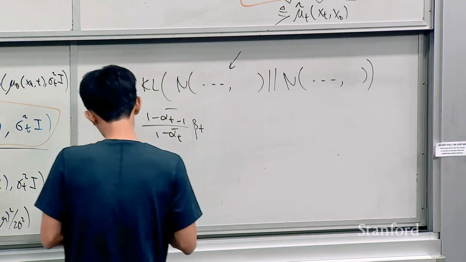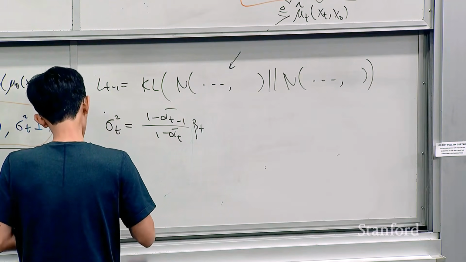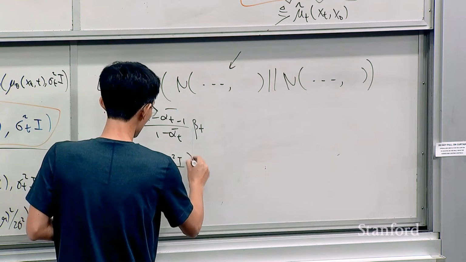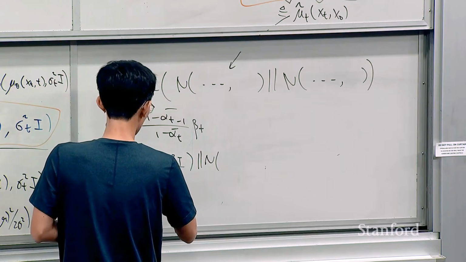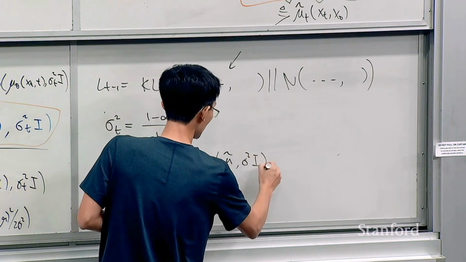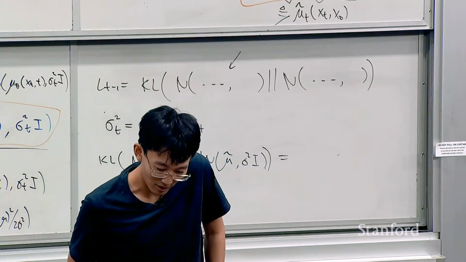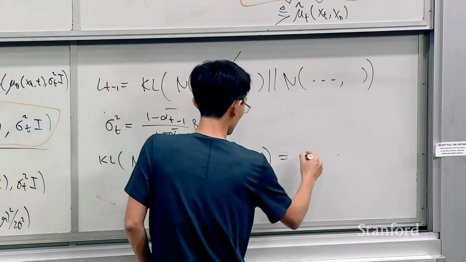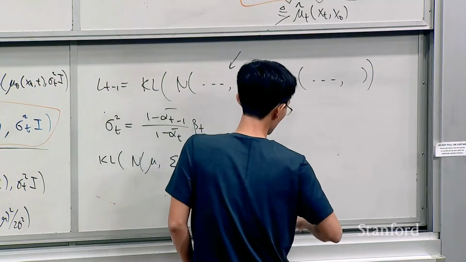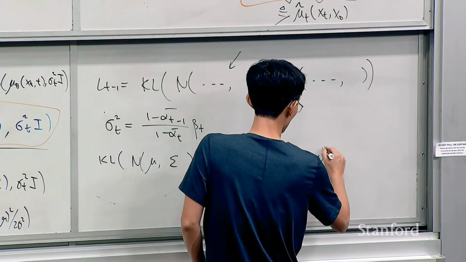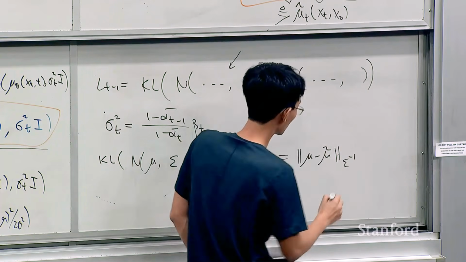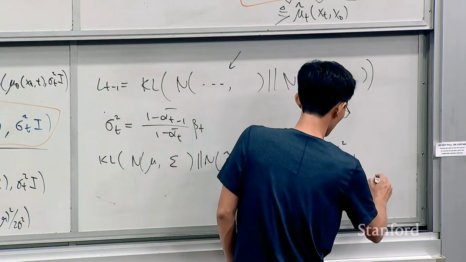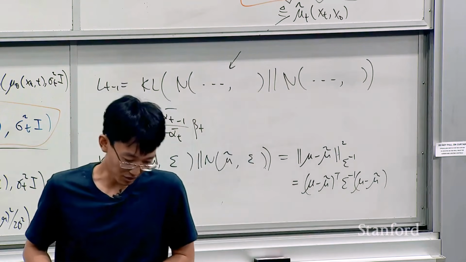Abstractly speaking, if you have two Gaussians with different means, mu and mu tilde, but the same covariance, sigma squared times identity, then the KL is equal to something like the mu minus mu tilde transpose sigma inverse mu minus mu tilde. So it's a quadratic form of the difference of the means.